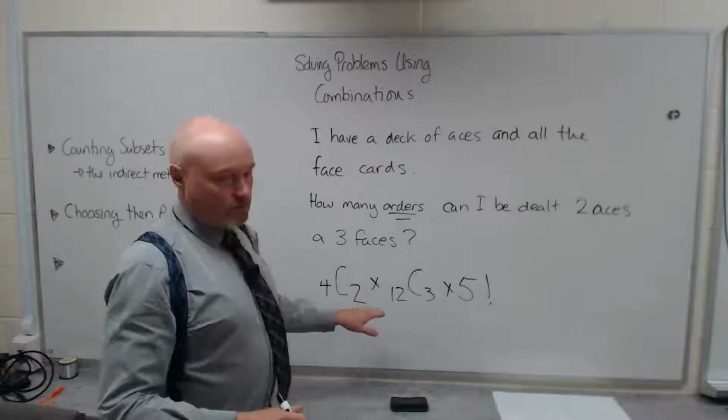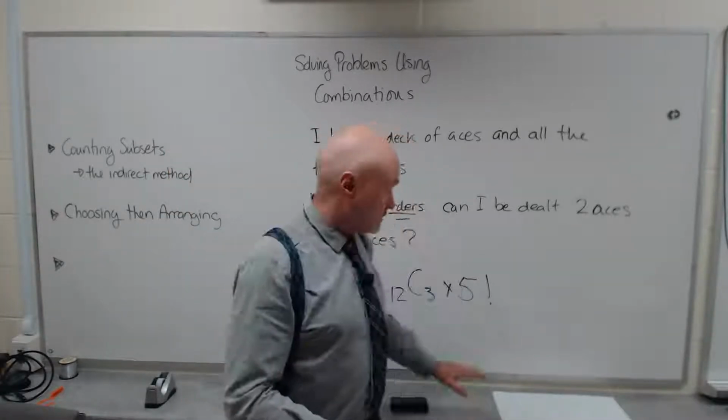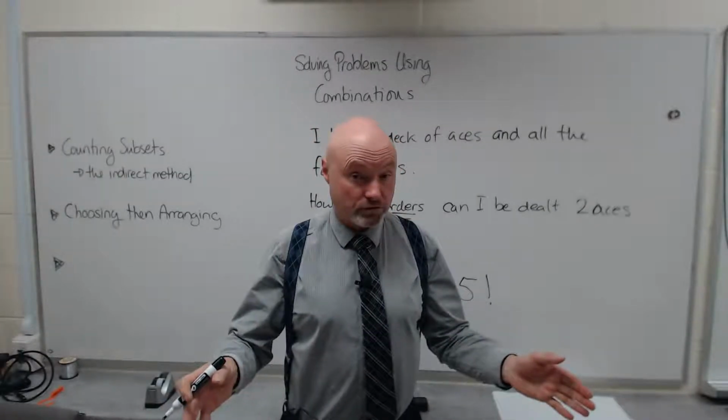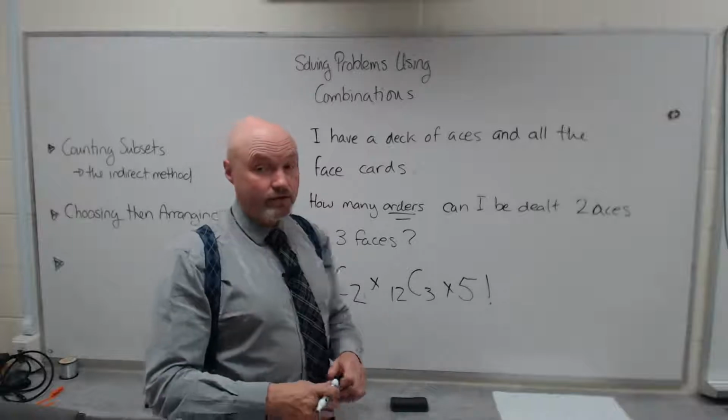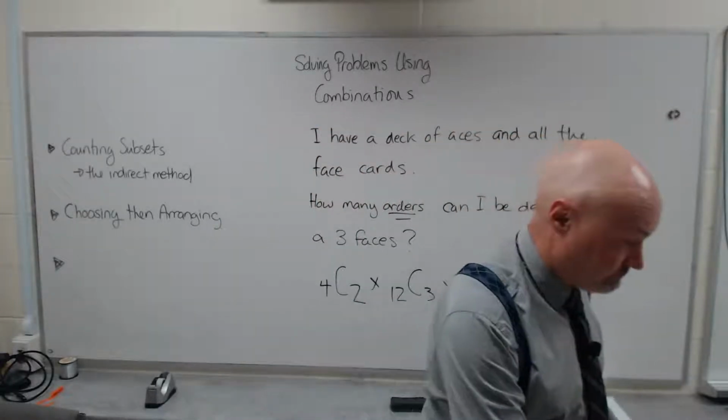Okay, so this is the example where you choose them first, and then you multiply by the number of permutations of those 5 cards that have been chosen. And it's another useful way of solving combination problems. That's it.